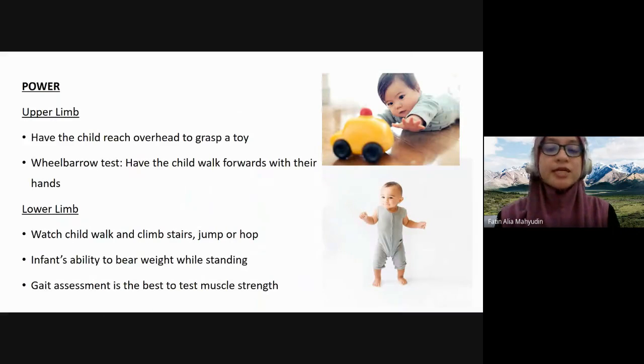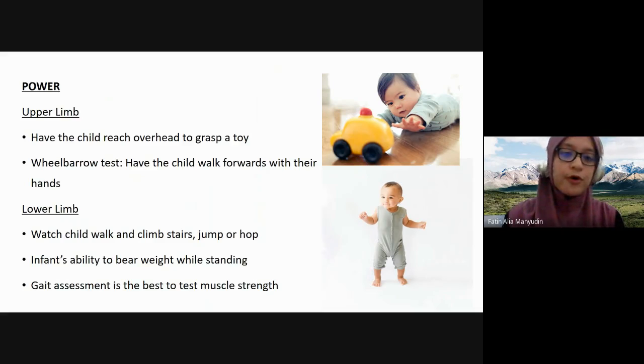Okay, now we already assessed the tone of the patient. We already done with T. Now we move on to P, which is the power or the muscle strength. So assessing power in pediatric patient, especially in small children or infant, is actually quite different from how we assess power in adult patients. We can use the similar technique in older children when they understand our command.